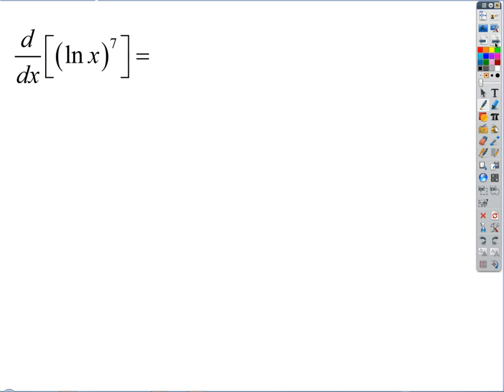Now, what about this one? I want you to think about this. 90% of calculus is not can you do the rules, it's can you do this the smartest way? Can you do this the easiest way? So think about your options here.